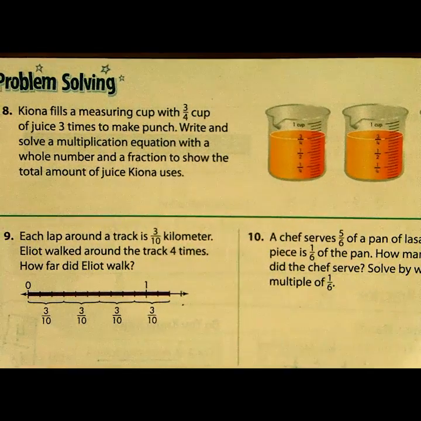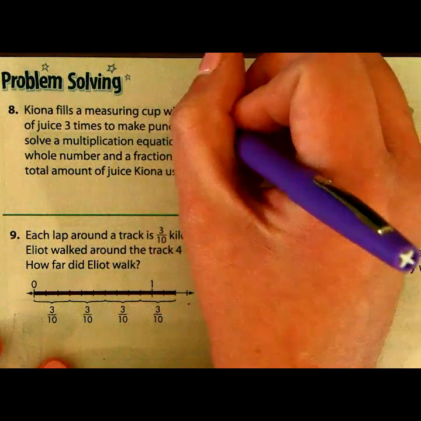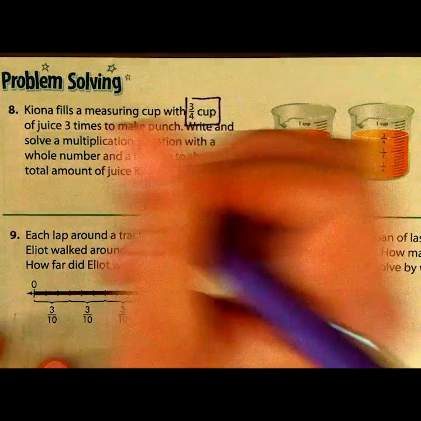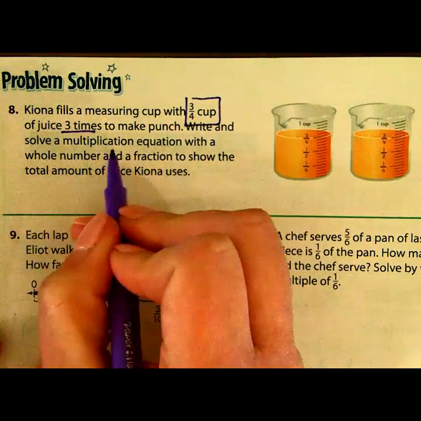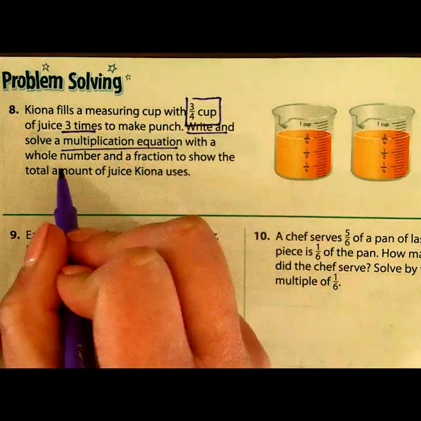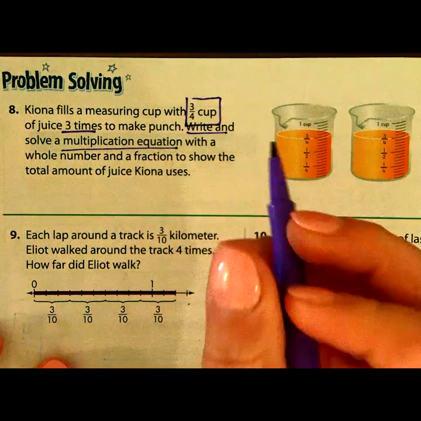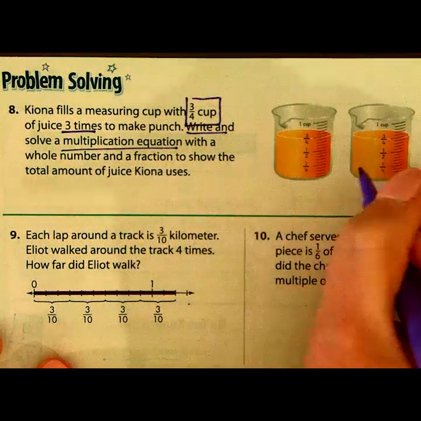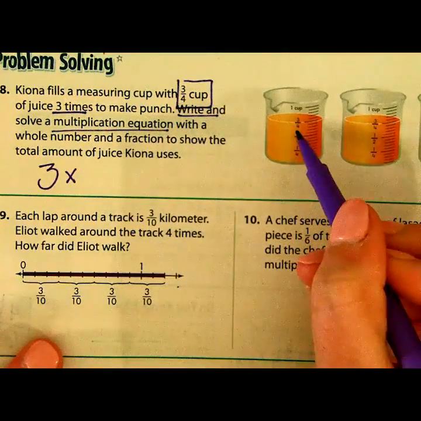Kiona fills a measuring cup with 3/4 cup of juice 3 times to make punch. Write and solve a multiplication equation. So here we go again with the multiplication with a whole number and a fraction to show the total amount of juice she uses. All right, so we have 3. I see 3 groups or 3 beakers here multiplied by, in each beaker I see 3/4 cup, so times 3/4.